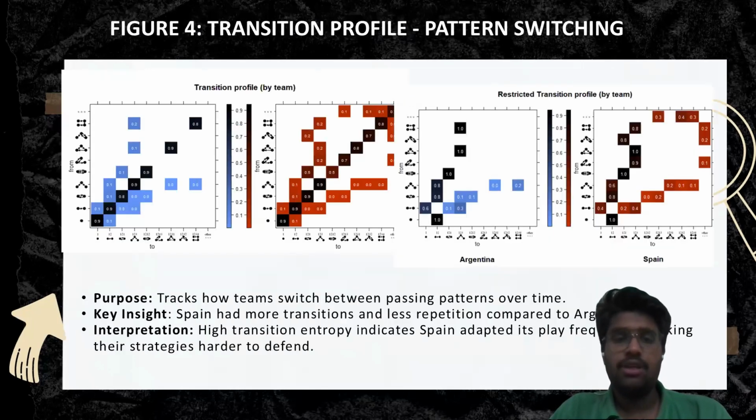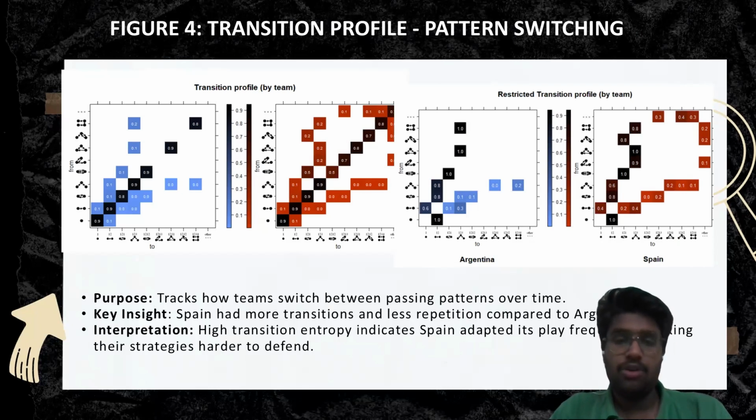In figure number 4, there's one figure showing transition profiles and the other one showing restricted transition profiles. We examine how teams transition between interaction patterns. The transition profile considers all pattern changes, while the restricted transition profile excludes self-transitions, focusing solely on shifts between different patterns. Spain displayed a richer variety of transitions, demonstrating dynamic adaptability. This diversity gave them the offensive edge.